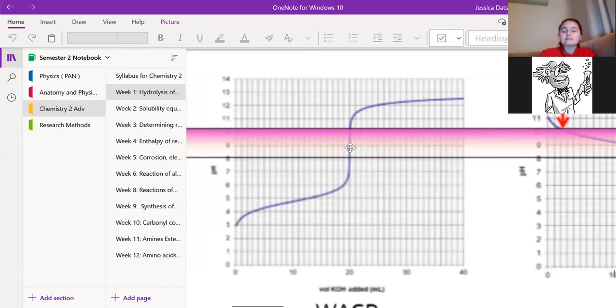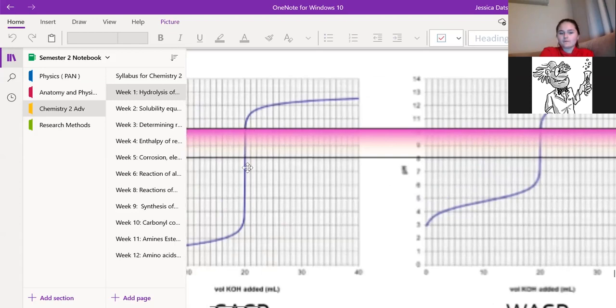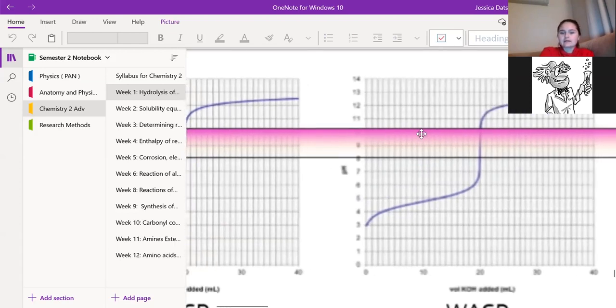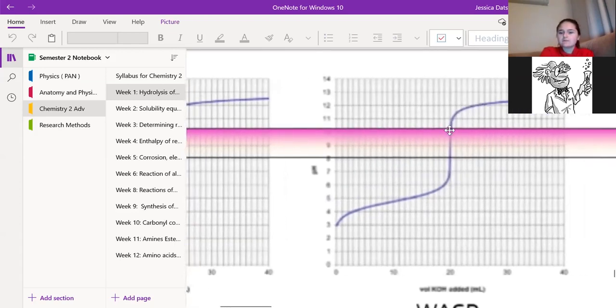So its equivalence point is going to be greater than a pH of 7. How would you describe how the steepness is shorter? I would just say the vertical climb is shorter, because this has a very long vertical climb, and this one has a much shorter vertical climb. Perfect. Next one.